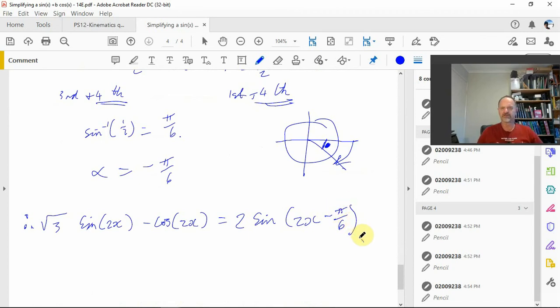All right. So there's another thing that we can use to manipulate and rearrange to help us find some answers in some trigonometric equations.